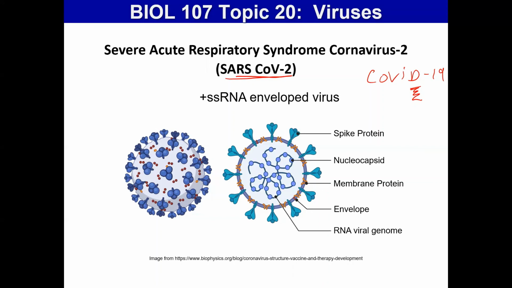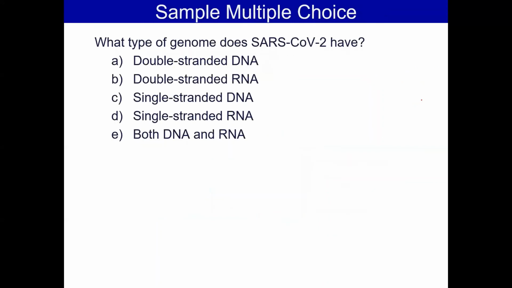So I have a couple of sample questions about viruses. So what type of genome does SARS-CoV-2 have? So that was just on the previous slide. So maybe you remember, maybe you don't. It's an RNA virus, and it's a single-stranded RNA virus. There we go. Viruses, to my knowledge, never have both.